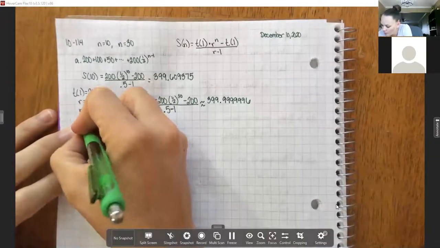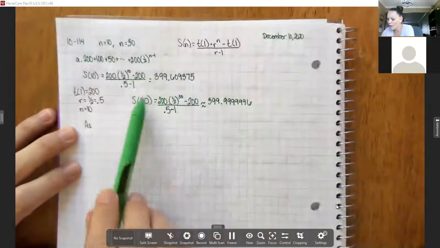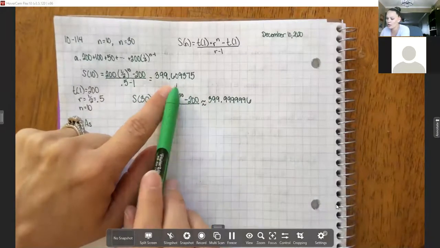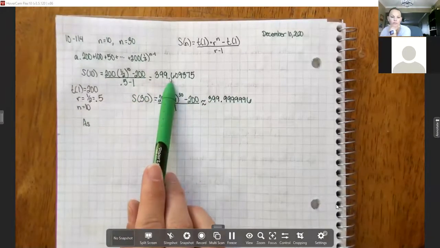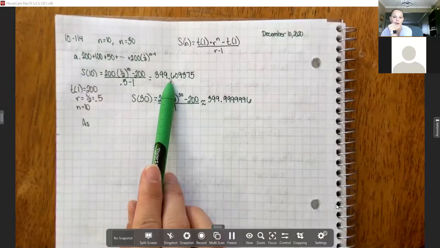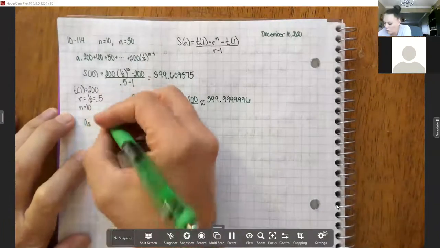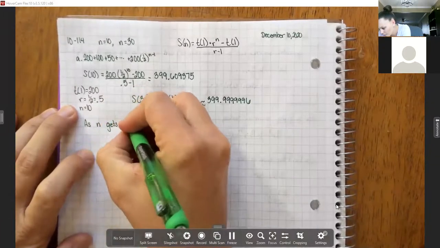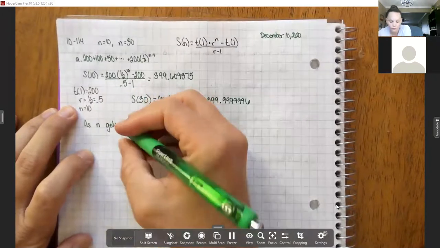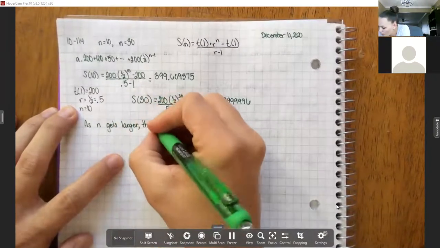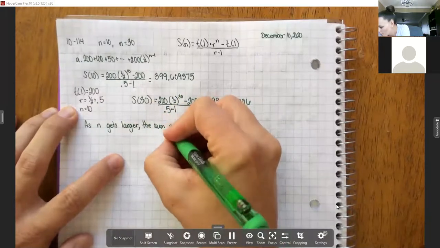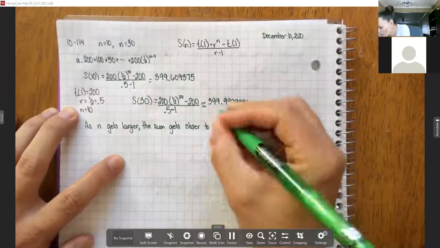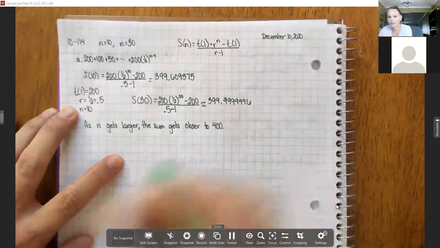So here we can see we added 20 more terms, but this number didn't grow very much. It only went up by less than 0.4, less than 4/10. So as n gets larger, the sum gets closer to 400.